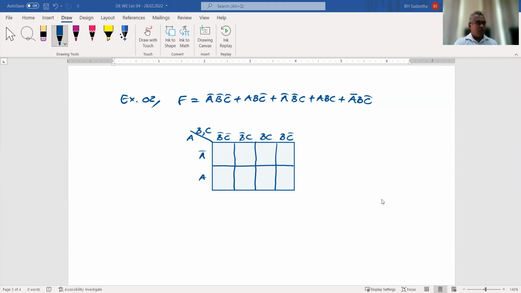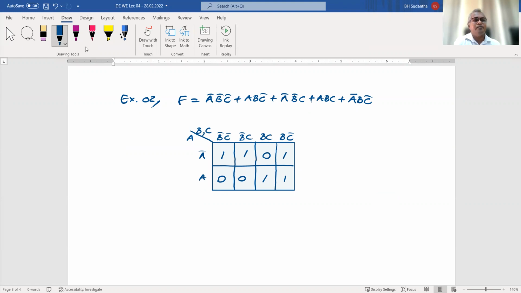Okay, how can we mark this one? A bar, B bar, C bar. It's here. A, B, C bar. A, B, C bar is this one. Then A bar, B bar, C is this. A, B, C, and A bar, B, C bar, and we put zeros for this.